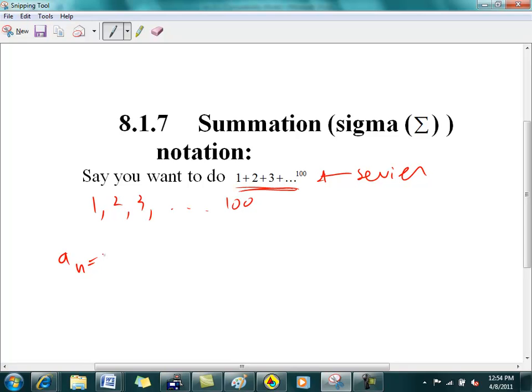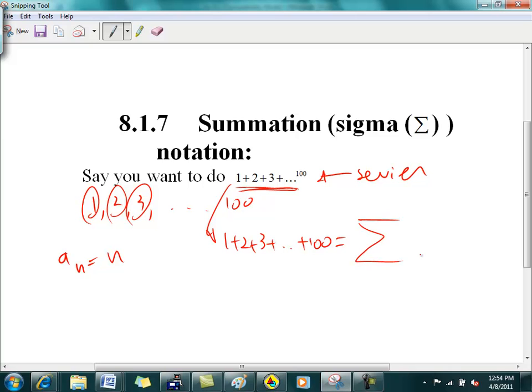In functional form, it's just n. Because if n is 1, you get that. If n is 2, you get that. If n is 3, you get that. So you can actually write this thing, 1 plus 2 plus 3, and so on, plus 100, as sigma. n starts out with 1, goes up to 100, and that becomes n.